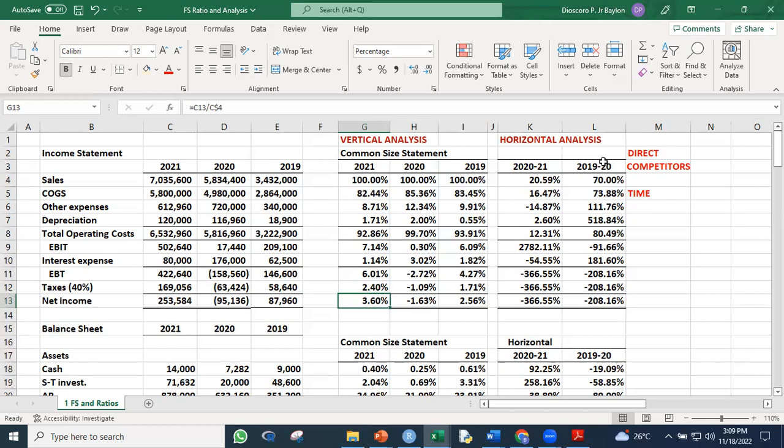Now, in the horizontal analysis, you're looking at the growth rate. So there was a 70% increase in sales from 2019 to 2020. And then for 2020 to 2021, sales grew by 20.59%. Okay, and here are some other things here.